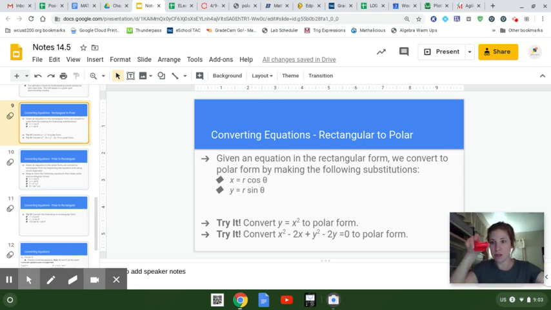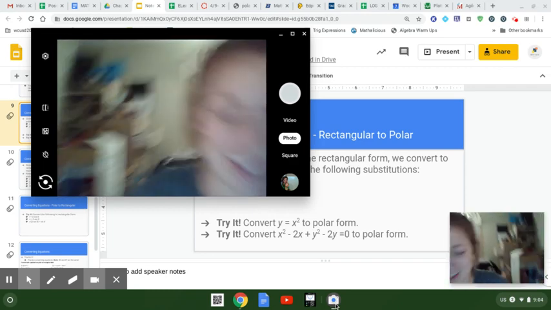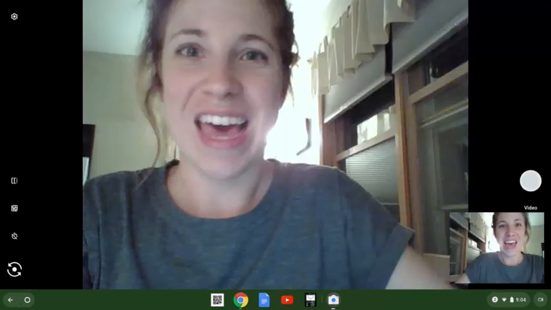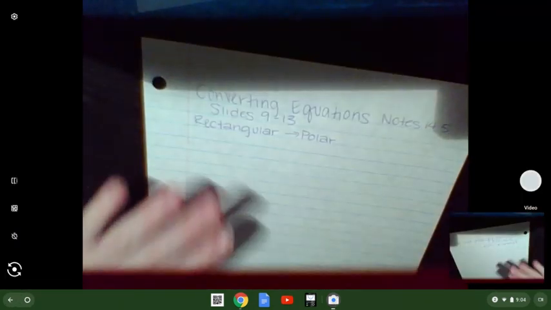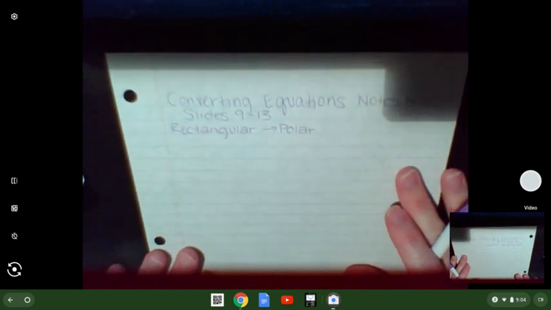So I'm going to use my daughter's Osmo screen, our Osmo reflector again. I'm going to flip this around, and here we go. So converting equations. Wow, I need some better light in here. Converting equations. There we go.